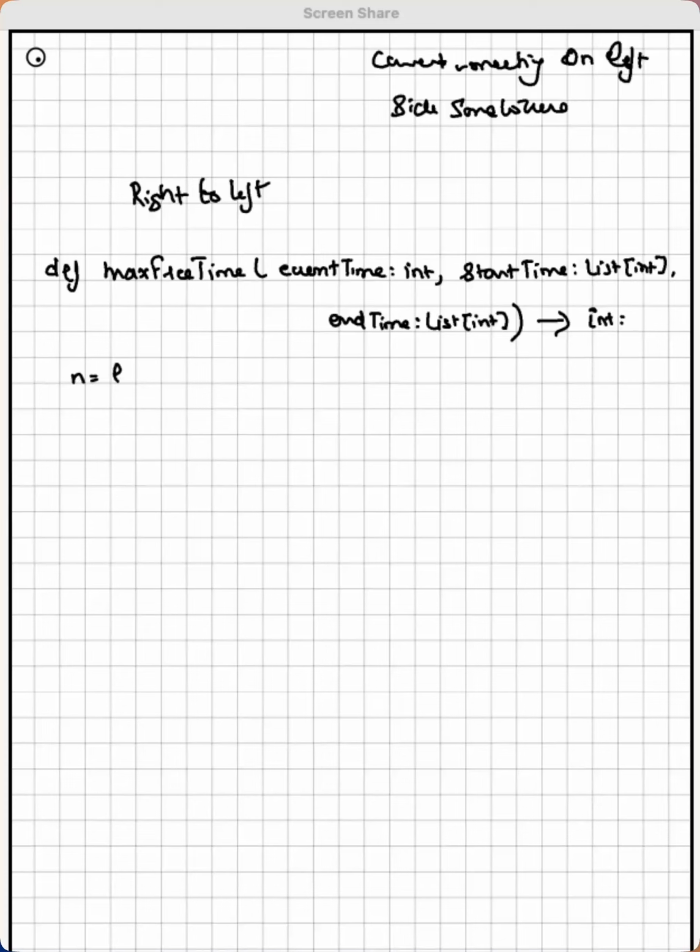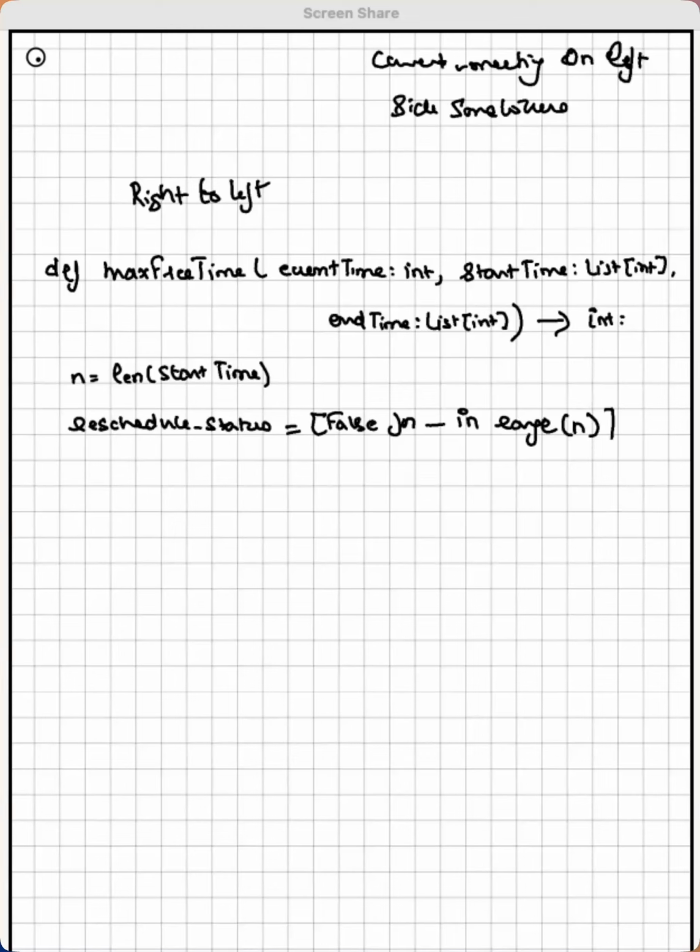Alright, so n is equal to len of start time, and let's have a reschedule status array which is equal to false by default for the n meetings that I have, for _ in range of n.